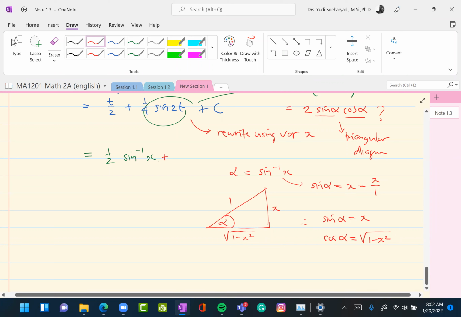Okay, so this is what we have. Plus 1/4 of, oh sorry, this is 2, so just 1/2 of this sine alpha, which is just x, times cosine alpha. There. So this is what you get.